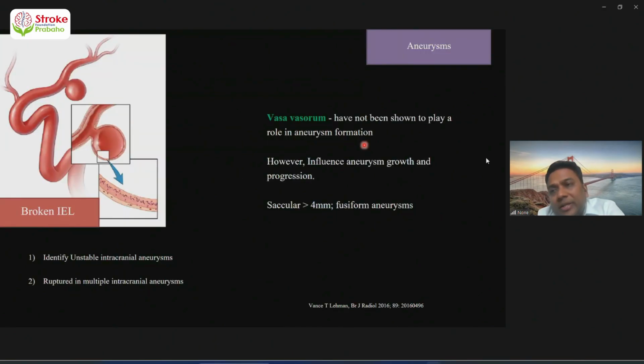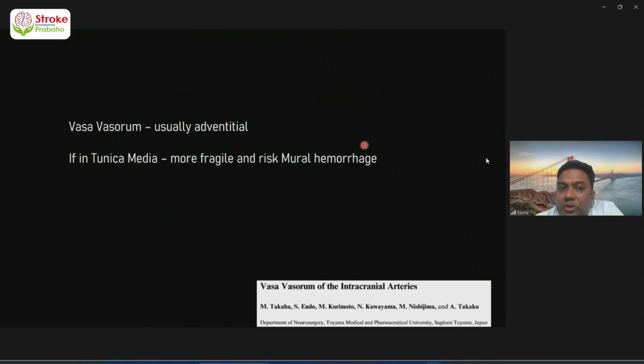We know that nowadays we have been using it for aneurysms also. Say, for example, if a patient has multiple aneurysms and a subarachnoid hemorrhage, and we don't know which one has ruptured, we can do arterial vessel wall MRI to look for wall enhancement. And if there is wall enhancement, there is enough literature to suggest that that is the ruptured one.